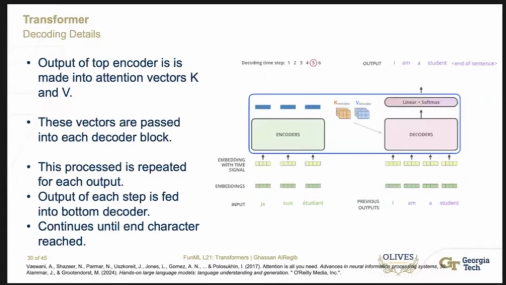So the encoder phase can happen all at once. So we have the inputs that are arranged in tokens. We pass them to the encoders all at once, and we have our outputs from the encoder.